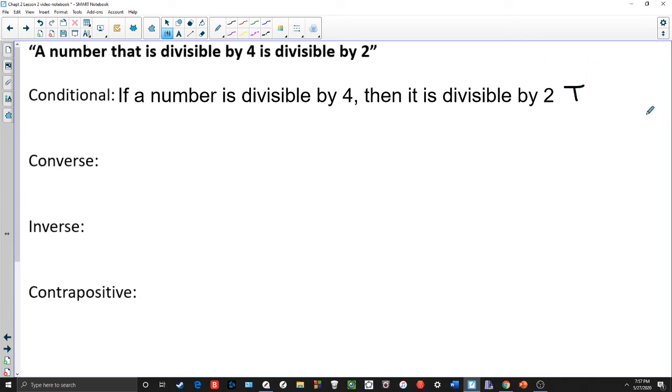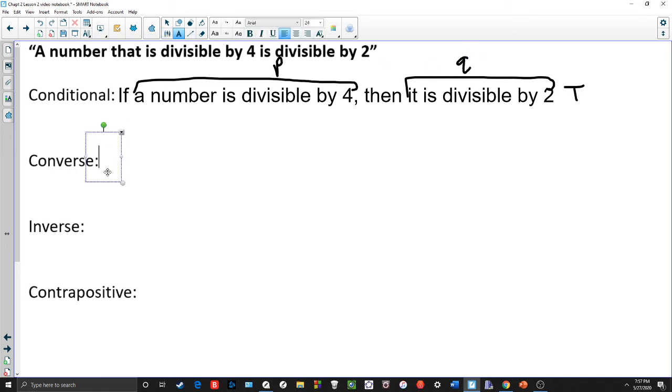If you can divide it by 4, then you can divide it by 2. There is no counterexample for that. If you can think of one, please let me know. But every number that can be divided by 4 can also be divided by 2. So what's the converse here? So again, let me write down my P and my Q. A number is divisible by 4, that's my P. Then it is divisible by 2, that's my Q.